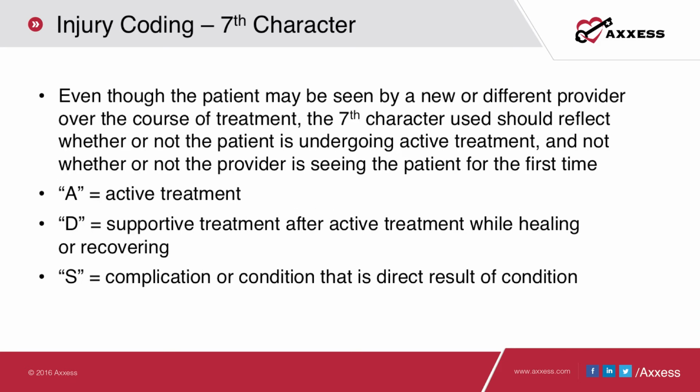This next slide really talks about in depth that seventh character, and I know it's a bit redundant, but it's kind of hard to wrap your brain around sometimes, so let's briefly talk about that for just a moment more. Again, remember, when you're assigning a seventh character, even though that patient might have been seen by a new or different provider over the course of treatment, the seventh character used should reflect whether or not the patient is undergoing active treatment and not whether or not the provider that's seeing the patient is seeing them for the first time. And that guidance has changed since initially we learned ICD-10 coding. Remember, again, A is for active treatment for that problem.